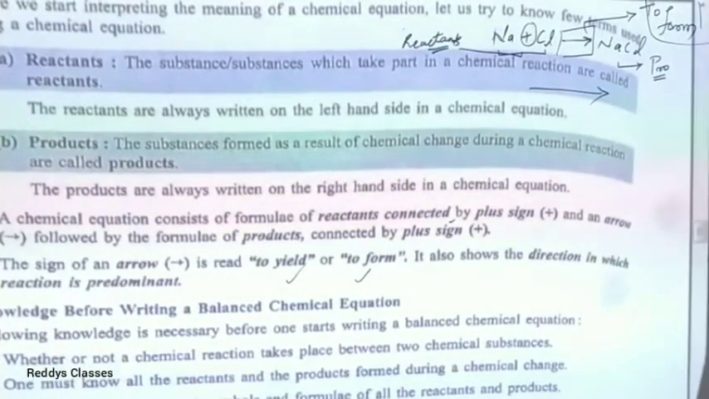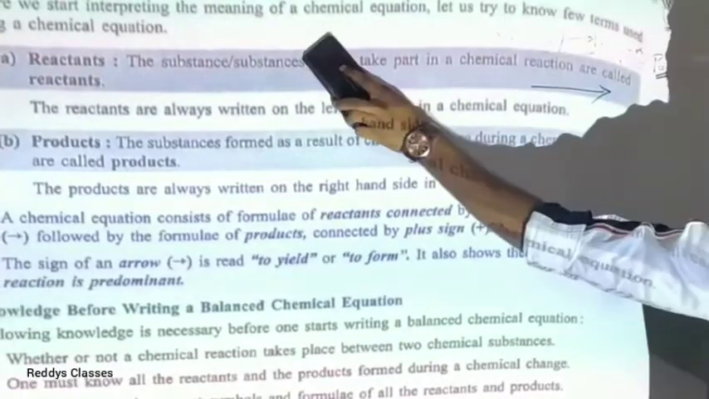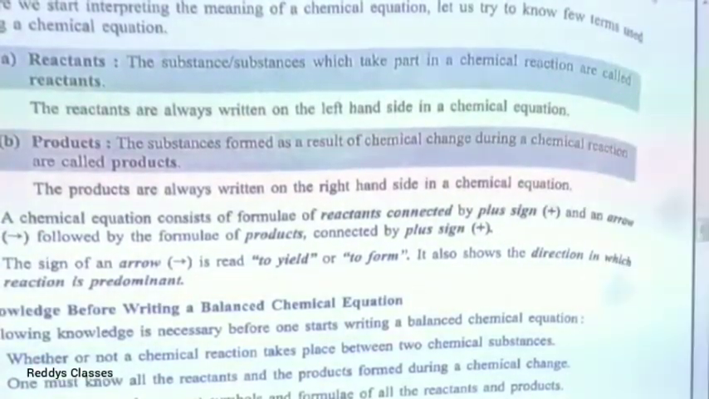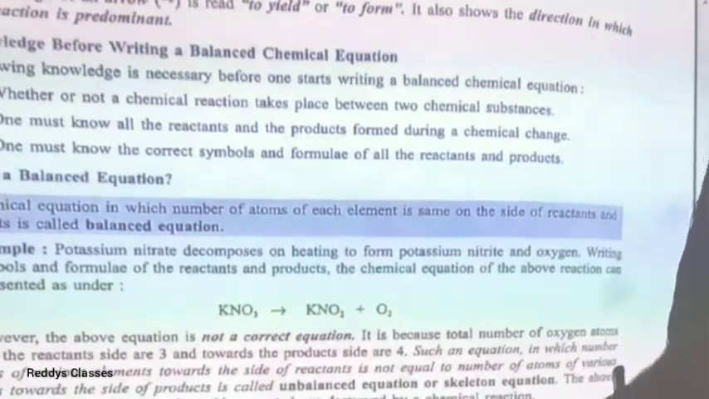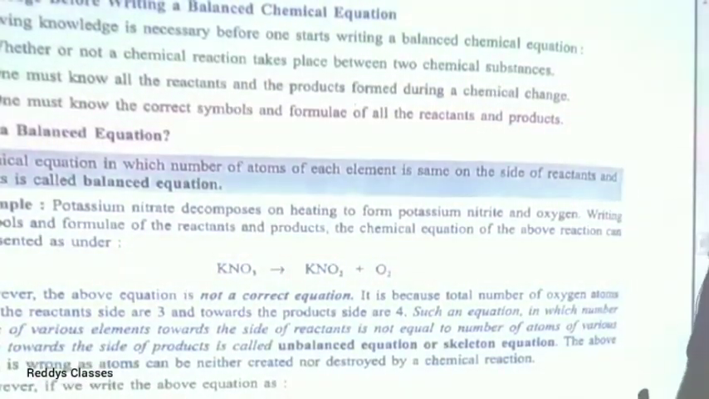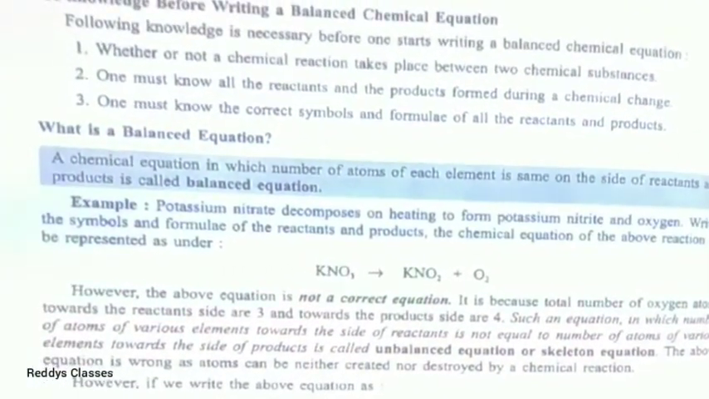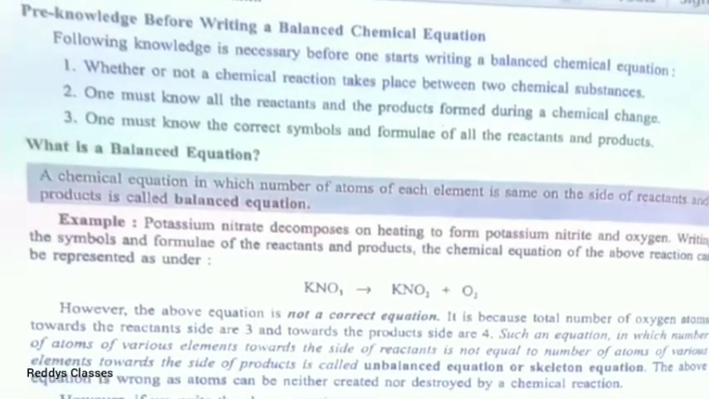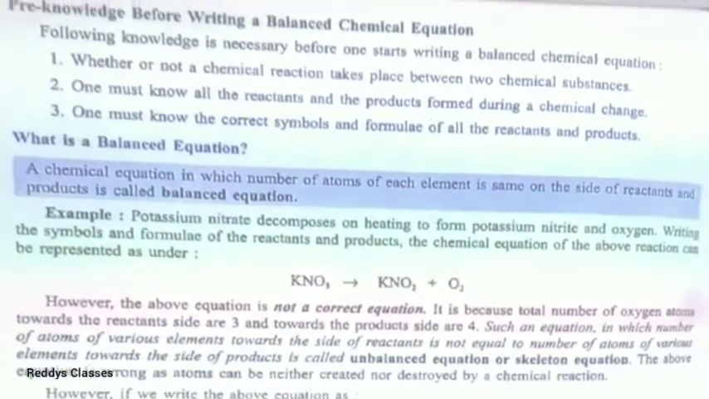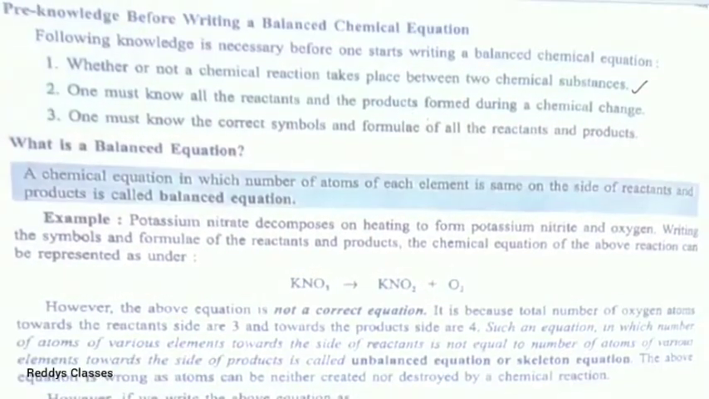Okay, let us study balancing chemical equations. Pre-knowledge before balancing a chemical equation, how equations are balanced. The following knowledge is necessary before one starts writing a balanced chemical equation. What are the things we need? First, whether or not a chemical reaction takes place between two chemical substances. Is there any chemical reaction taking place between two substances?